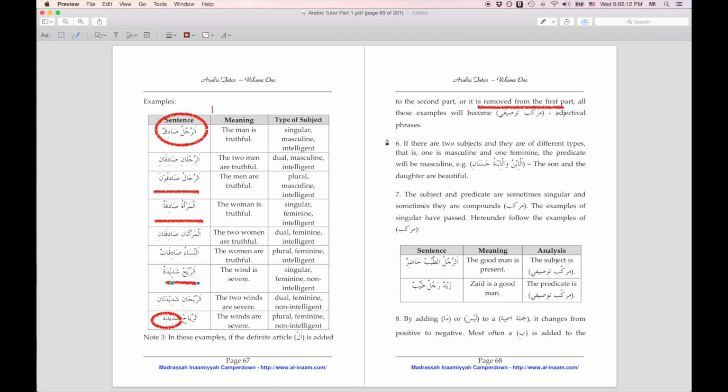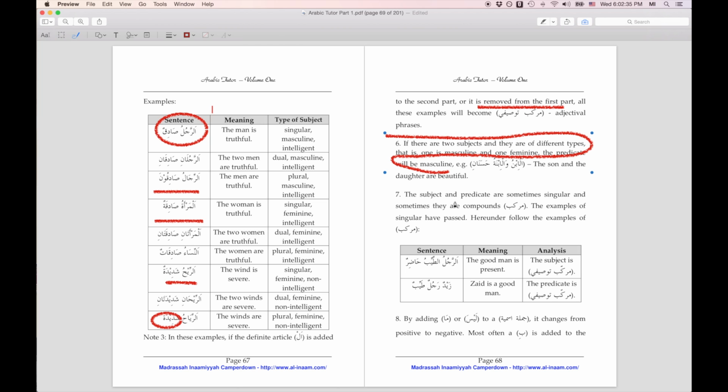Number 6, if there are two subjects and they are of different types, one is masculine and the other is feminine, the predicate will be masculine. So if there are two mubtadas and one of them is mudhakkar and the other is muannas, the khabar will be mudhakkar. Like al-ibnu wal-ibnatu hasanani, instead of hasanatani, it will take the masculine form.